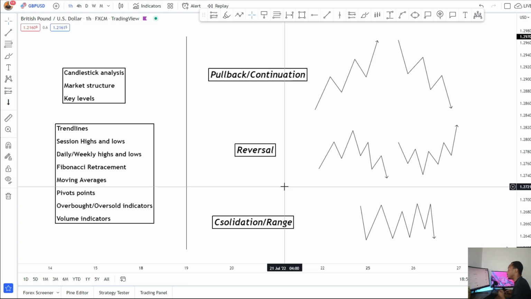So if you're a beginner, you want to assess what you want to be learning here: pullbacks, reversals, or trading the range.